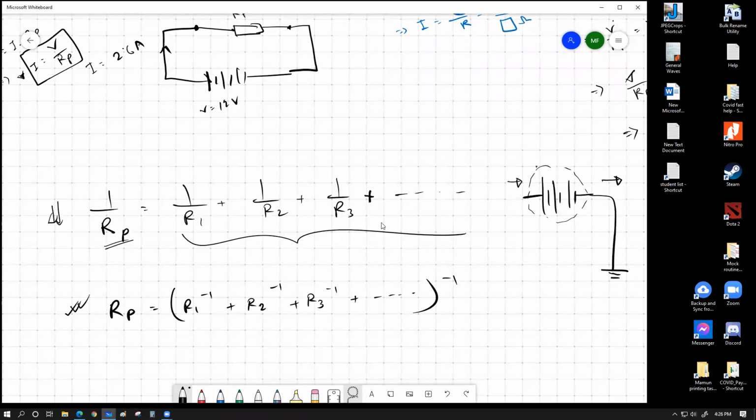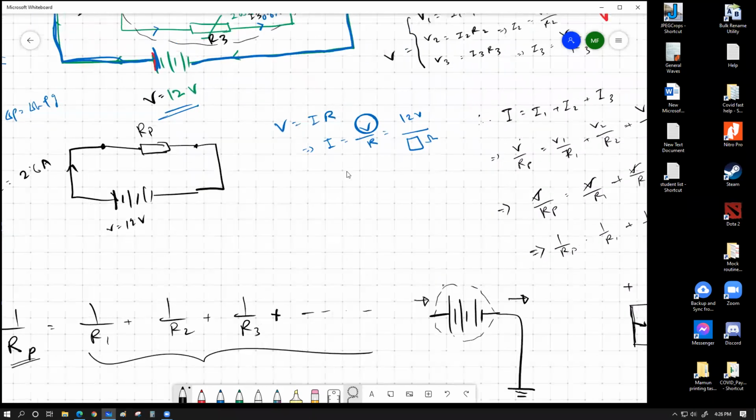If you like this format better, if this looks more symmetric to you, be my guest, no problem. My honest request is that you don't mess up the calculation. Do not forget to do the last inversion if you are using this expression. And if you're using this one, do not forget to put the last to the power minus 1 over here.